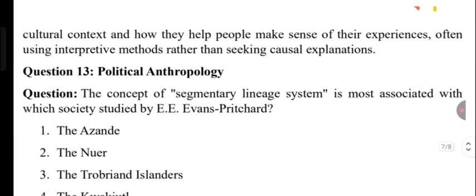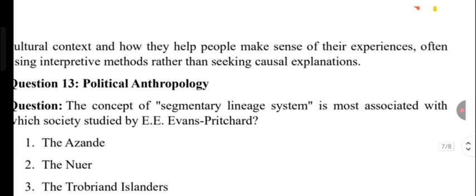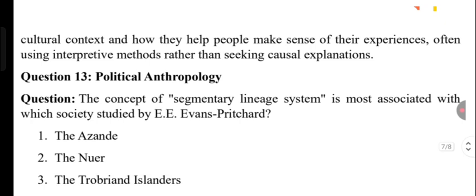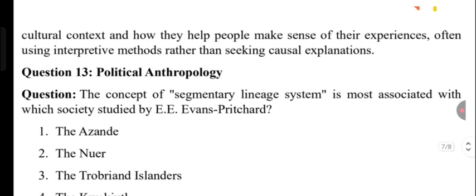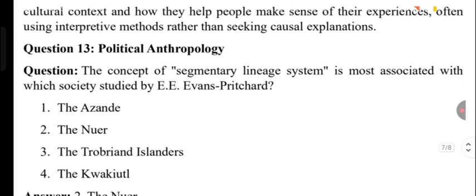Next question from political anthropology. The concept of segmental lineage system is most associated with which society studied by E. Evans-Pritchard? So from this question we can find who gave the concept of segmental lineage system, and the answer is Evans-Pritchard. Here also there are four options: Azande, Nuer, Trobriand Islanders, and Kwakiutl. And the answer is Nuer.